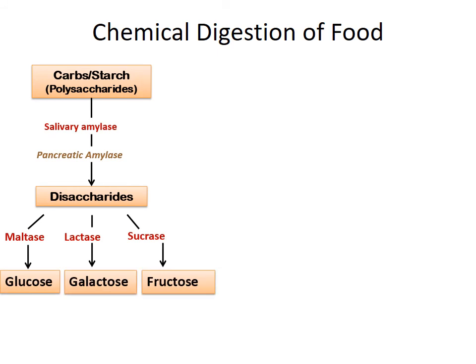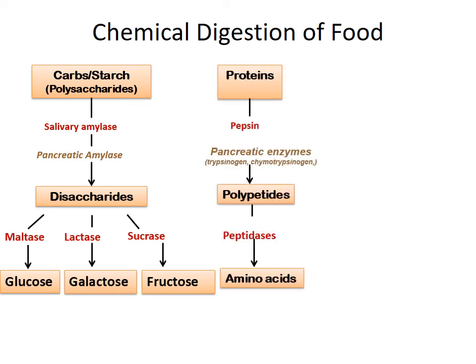Chemical digestion of food. Let us see how starch, the carbohydrates, the polysaccharides, are digested. In the saliva, there is salivary amylase. In the pancreas, there is pancreatic amylase, which will break the starch into disaccharides. The carbohydrates are broken down into disaccharides by maltase, lactase, and sucrase. Then they will again be broken down into glucose, galactose, and fructose.